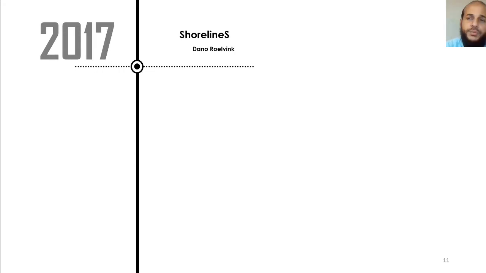Before 2017, there were a lot of commonly used one-line models, like GENESIS, LITPACK, Online, GenCade. Many one-line models were performing well. However, they have some limitations because of the grid system: if you have, for example, an island or highly curved shapes, it is not easy to simulate the shoreline. In 2017, Professor Dano Roelvink introduced the ShorelineS model.